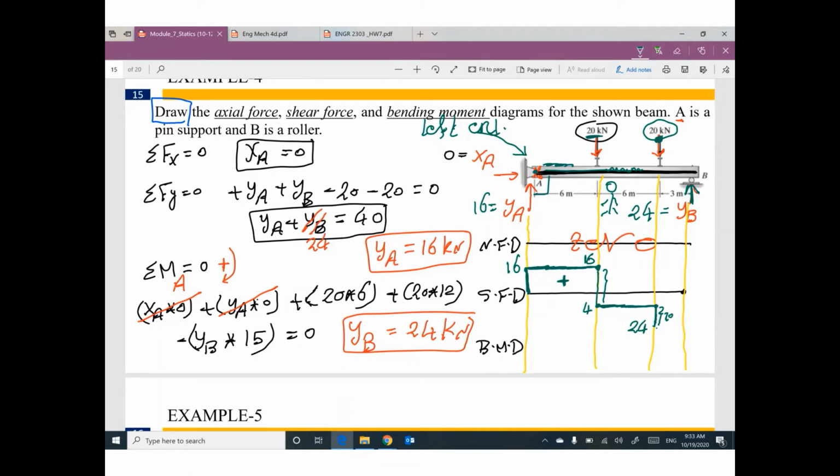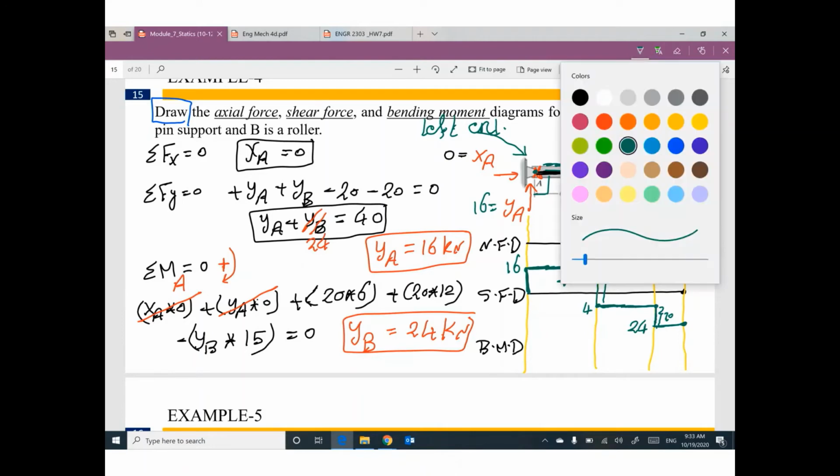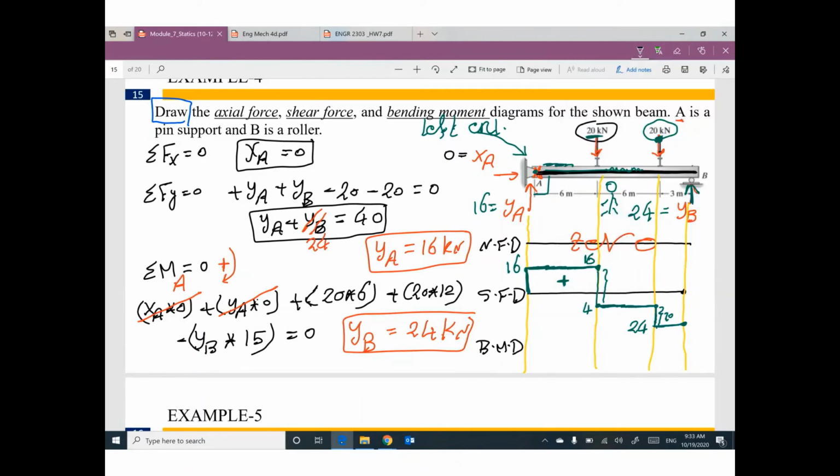After you are done with the value, keep walking until you hit the end of the beam. What do you have? I have a reaction YB going up. So please follow the force. I will go up. How much? 24. So I will go up 24. I will hit 0. This diagram is positive. This diagram is negative. This diagram is negative.